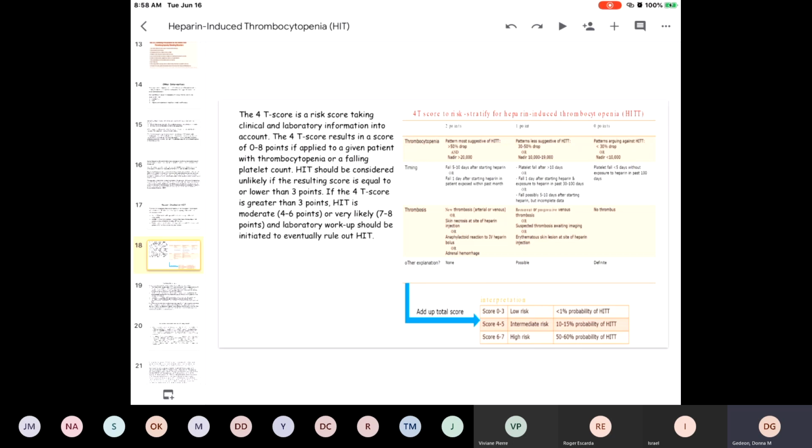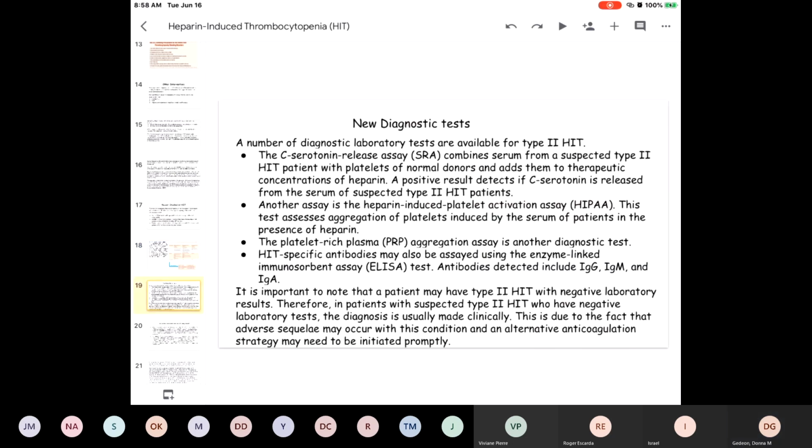If the 4T score is greater than 3 points, HIT is moderate, 4 to 6 points, or very likely for 7 to 8 points. And laboratory workup should be initiated to eventually rule out HIT. There are a number of laboratory tests that are available for type 2 HIT.